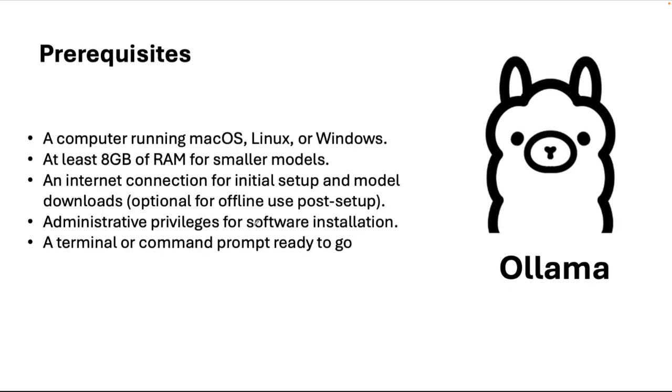Okay, now what all it takes to set up Ollama on your laptop, right? So these are the prerequisites. Number one, you need a computer running Mac OS or Linux or Windows. At least you need 8 GB of RAM to run the smaller models. Then, of course, an internet connection in the beginning, because you need to download Ollama and then you need to download the models. So therefore, during the initial setup, you need the internet connection. You need administrative privilege for software installation on your laptop, and then a terminal or command prompt, and then you get going from there.